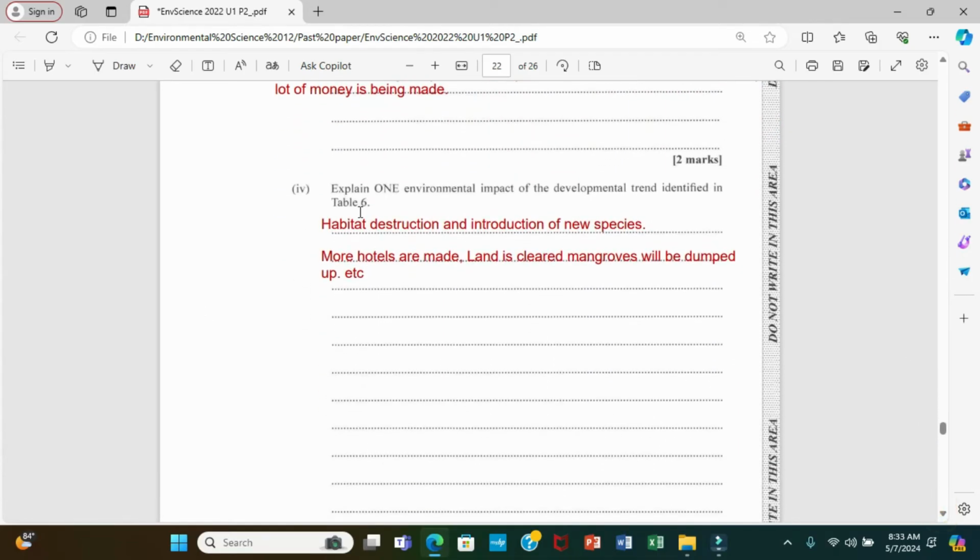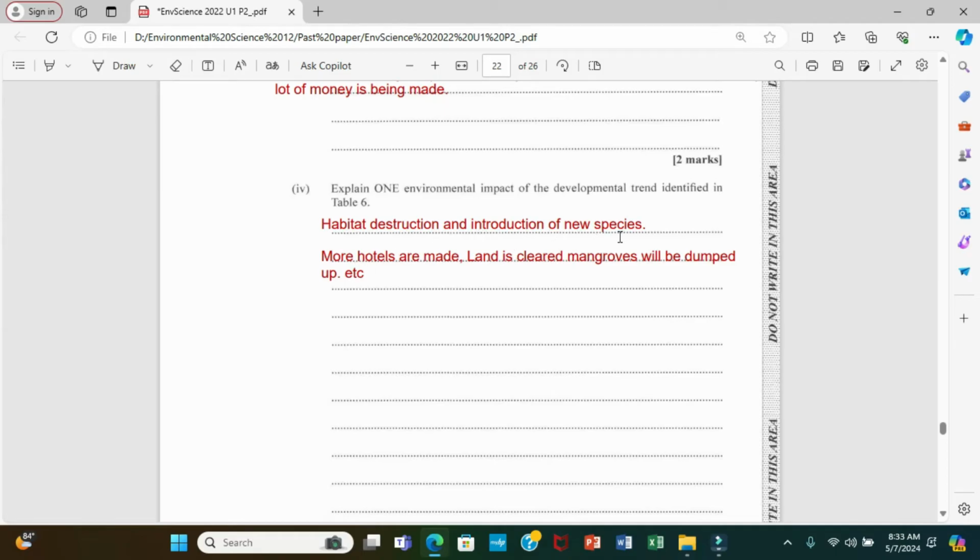All right. It says here now, explain one environmental impact of the development trend identified in table 6. If a lot of hotels and Airbnb and buildings and beaches are developed, guys, they'll need land area and space to build these buildings. So you will have habitat destruction and introduction of new species.